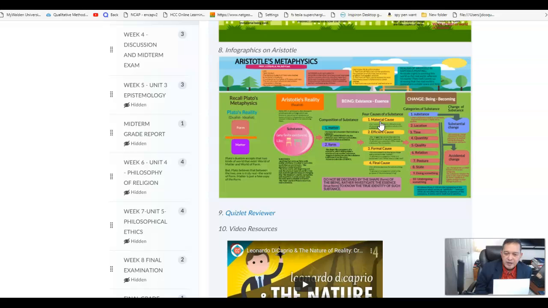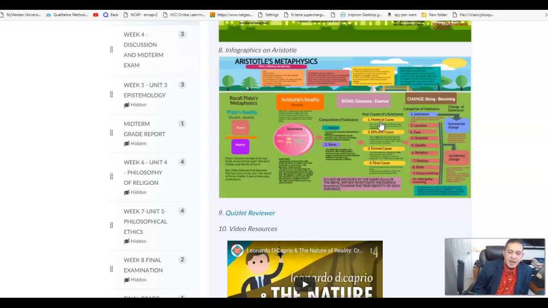Now, how will this change? If I burn this, it will transform into a new substance. Why do I say a new substance? Because there is a new matter that is formed, like ashes, and a new form. The ashes itself is a new form. And so it's no longer a paper that you see, but it is a new substance. That is called substantial change. You can no longer see the paper, the previous substance, but there is a new substance created.